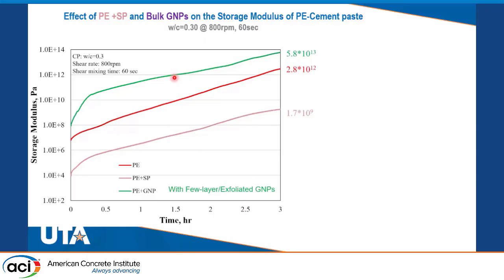Adding well-exfoliated GNPs to the polyethylene mix that was shear-mixed for 60 seconds at the optimum 800 rounds per minute enhanced the storage modulus by 1 order of magnitude. However, our GNPs contain a small amount of superplasticizer. So we checked the polyethylene mixes with the same amount of superplasticizer. And by adding the same amount, we observed a different effect: the addition of SP lowers the storage modulus. And this is because the superplasticizer is freely available.